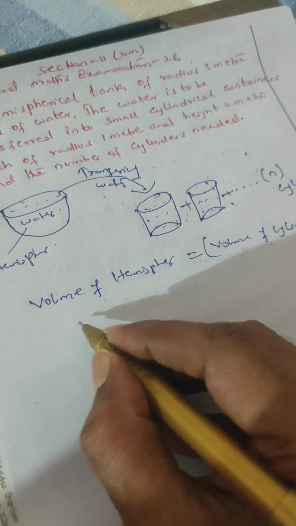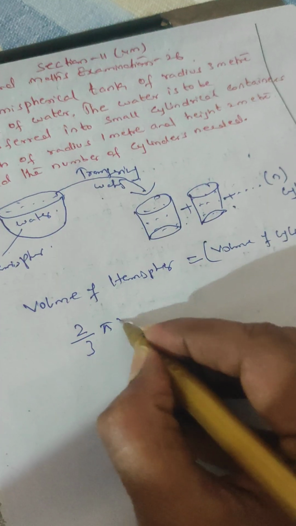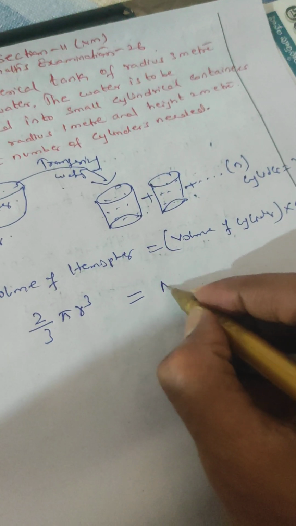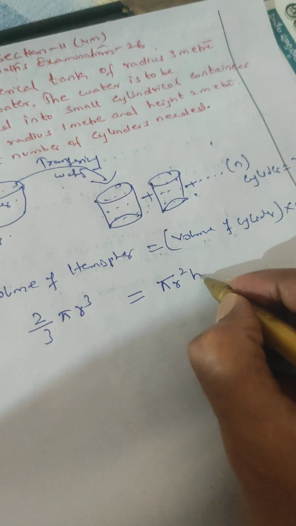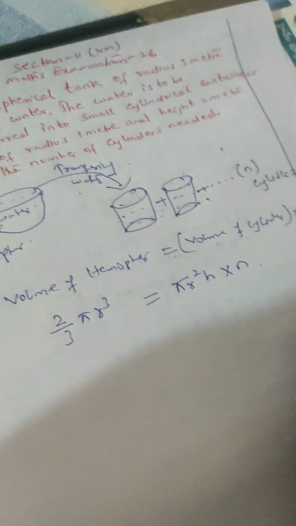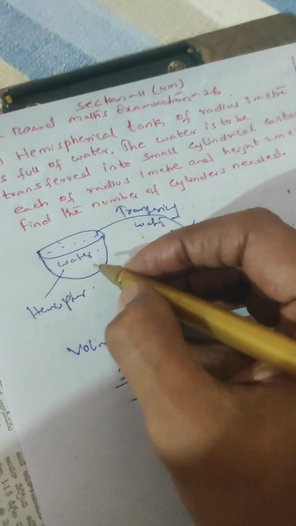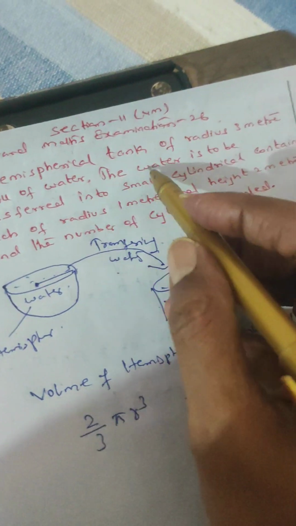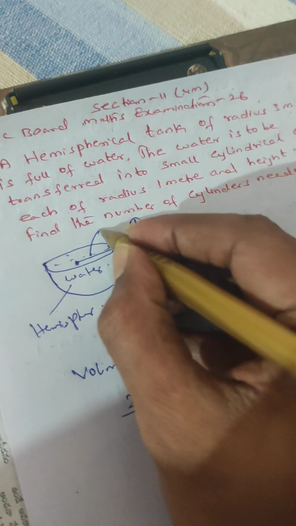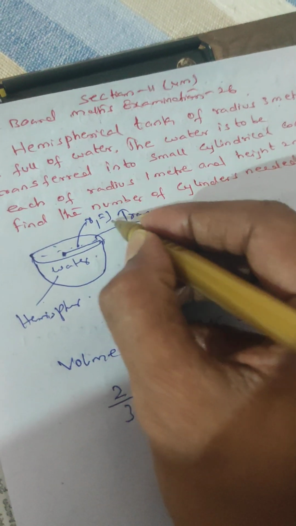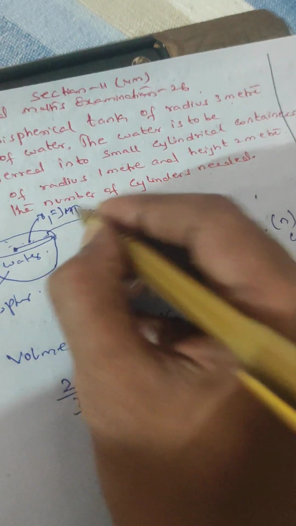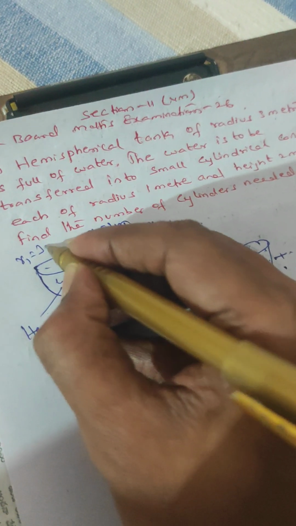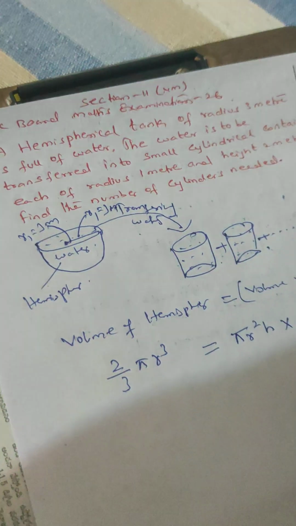The volume of a hemisphere formula is 2 by 3 pi r cube, and the volume of a cylinder can be found using the formula pi r square h, into n. Now, what are the dimensions of the hemisphere here? The hemisphere has radius 3 meters. Consider this as r1, so r1 is given as 3 meters. The unit of this radius is meters.